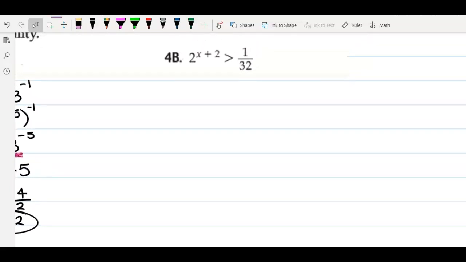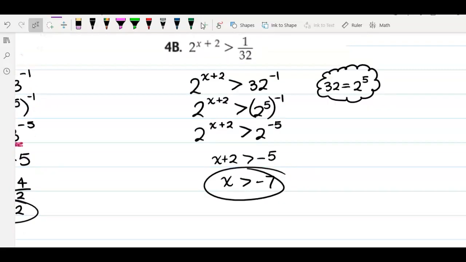Go ahead and pause your video and try 4B. Notice that first I brought 32 back up into the numerator by raising it to a -1. I know that 32 is 2 to the 5th, so I substituted. Once I had a common base on both sides of my inequality, I compared the exponents to one another. The left one is greater than the right one, and I solved.